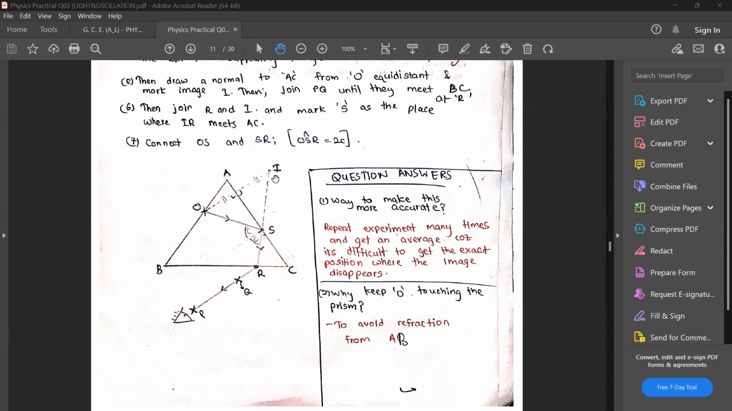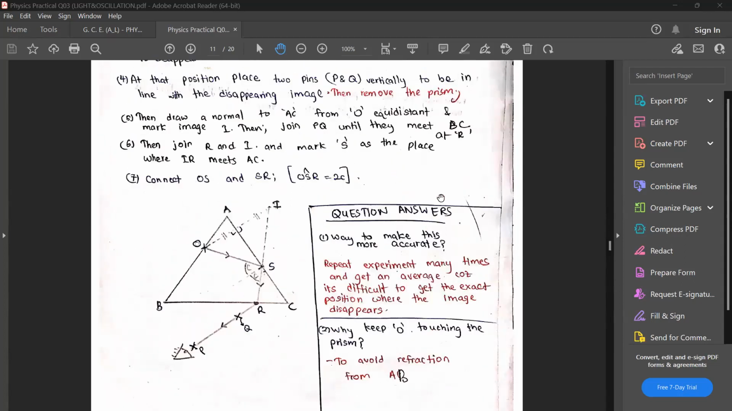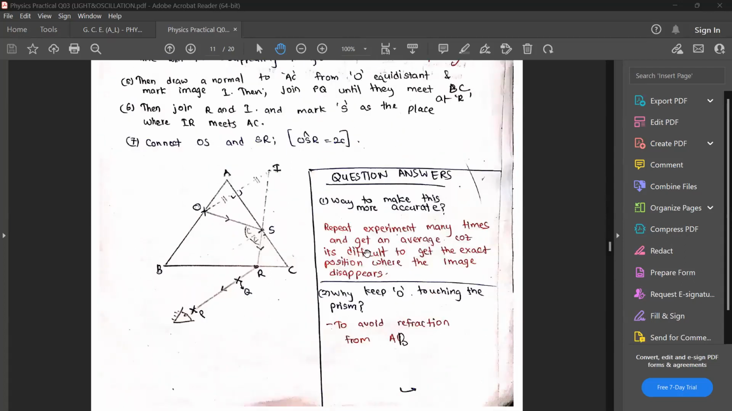And a way to make this more accurate: repeat the experiment many times and get an average, because it's difficult to get the exact position where the image disappears. There can be a human error in this reading; it's not a definite thing, so it's better to get an average. Why keep O touching the prism? To avoid refraction. That's true. If we keep O somewhere here, there will be a refraction error as well.